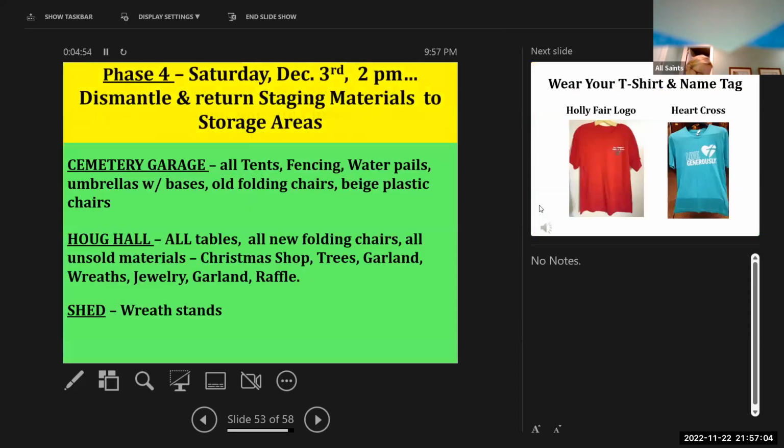And then we dismantle everything. Again, the people that are helping know what things go where. These are all the things, all the tents, all the fencing, water pails, umbrellas, old folding chairs, all the stuff that you don't see in here, go there. And then in Hope Hall, all the tables and chairs and all the materials that weren't sold have to be boxed and brought back in here. And in the shed are the wreath stands.